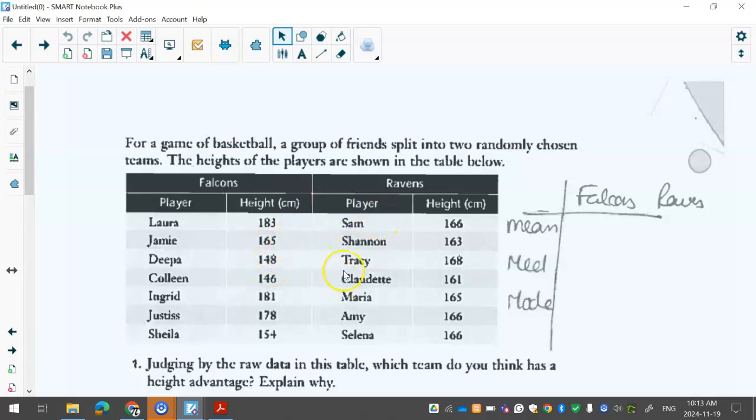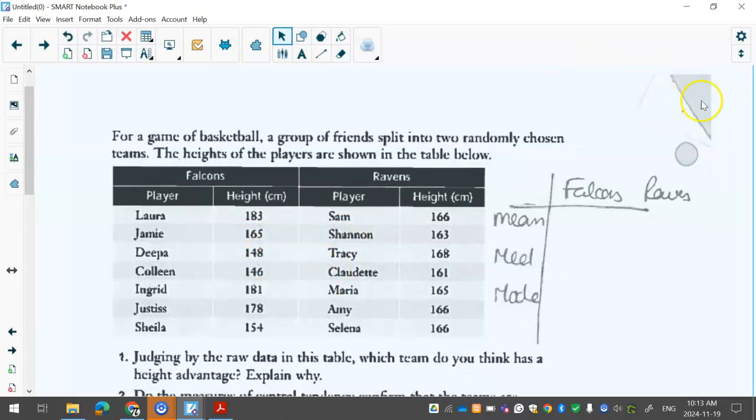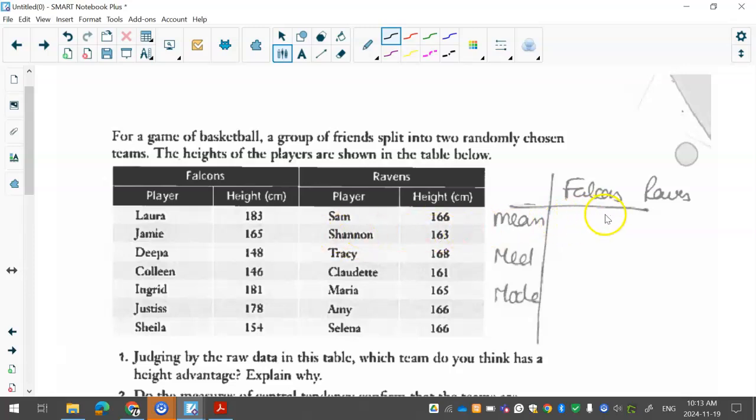On this team here, the Ravens, what you have over here is a group of kids that are similar in height. And if you did the mean, median, mode, I figured these out. They're all similar. I don't remember exactly the numbers here, but let's say they're all around 163, 163, 163-ish, 164. This one doesn't have a mode. This one does at 166, I believe.